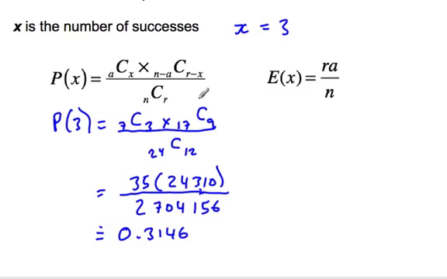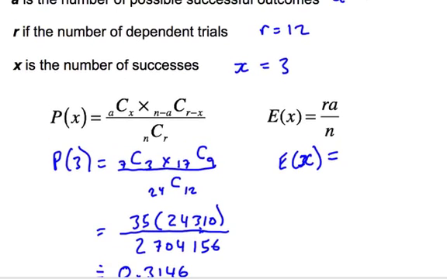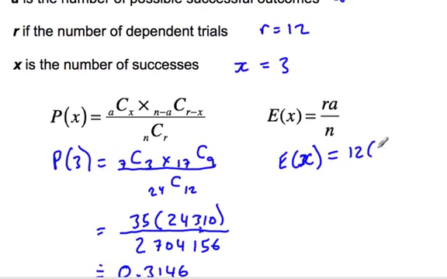Now the expected number of Kenyans to be in the first heat is going to be R, in this case, again 12, times the number of Kenyans that we can choose, the total number possible. So 12 times 7 over the total number of possible outcomes, 24. And so this is going to be 3.5. So we would expect 3.5 Kenyans to be in the first heat.